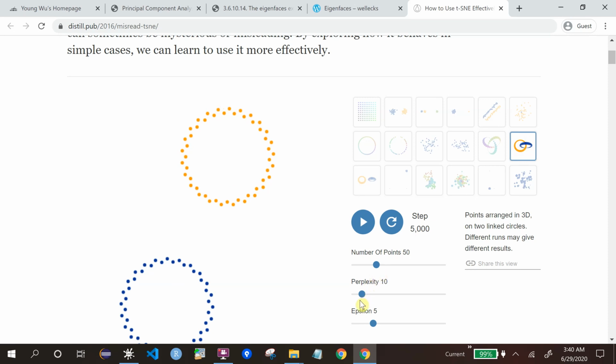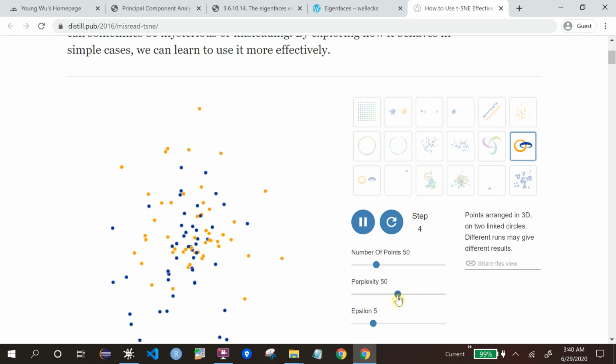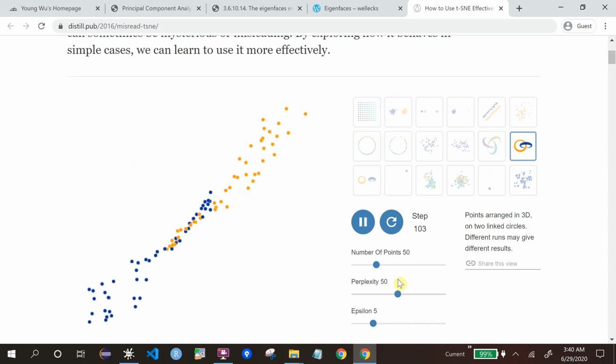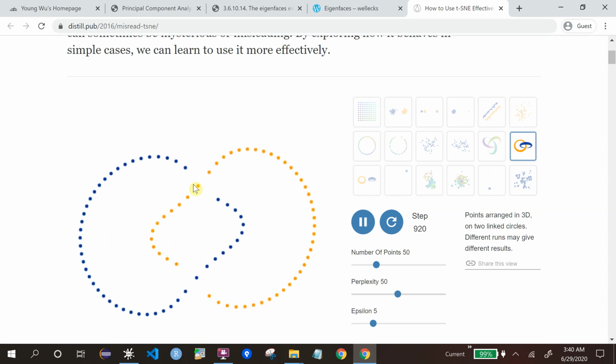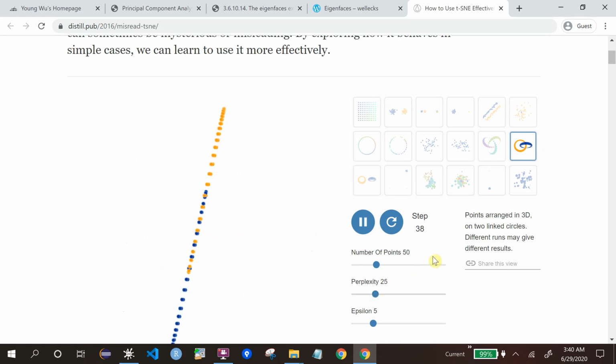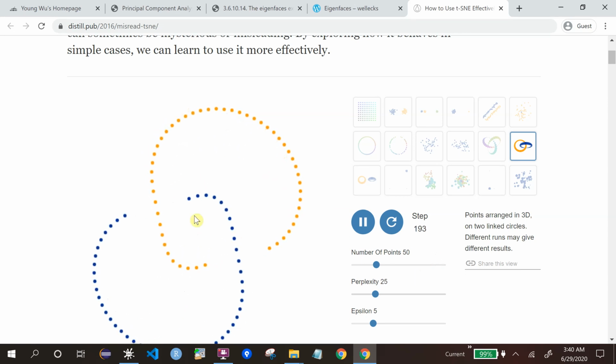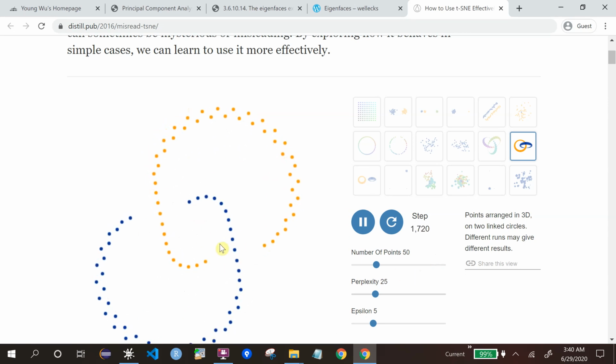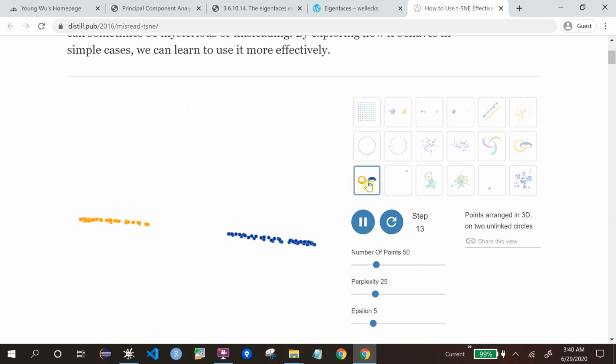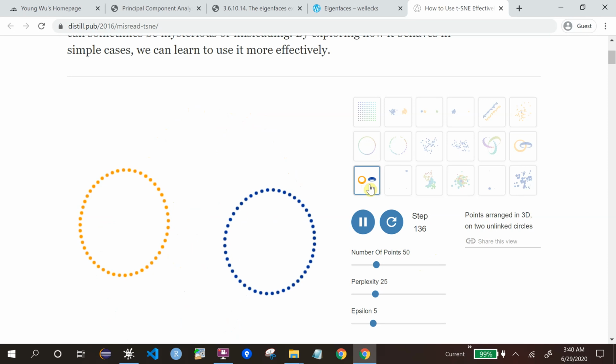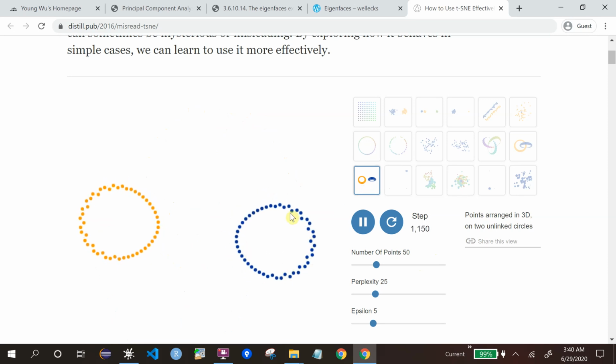But if we care about more nearby points, we can increase the perplexity value here, say to 50, and let's see what happens. It actually preserves this connected ring structure. So these 2 are connected this way. Let's try something in between, maybe say 25. It does kind of preserve that connected structure as well. If you look at 2 different circles, like disconnected circles, it will still be displayed in 2D that way.